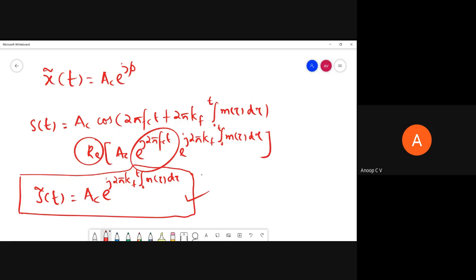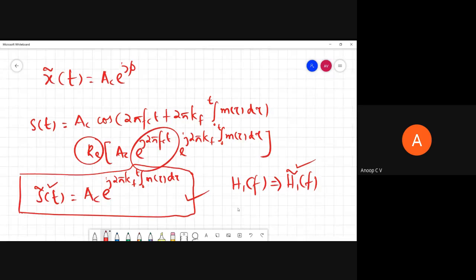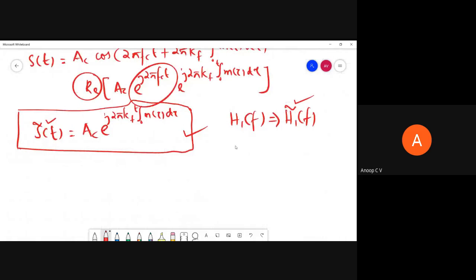And similarly, the low pass equivalent of H1 of f is represented as H1 tilde of f, right? So now suppose we are able to find the low pass equivalent of the signal s of t, that is s tilde of t, and similarly the low pass equivalent of the band pass response is H1 tilde of f, right? So then we have a relation.